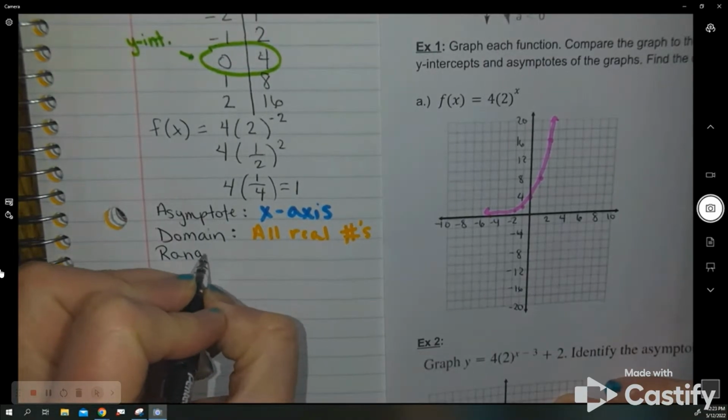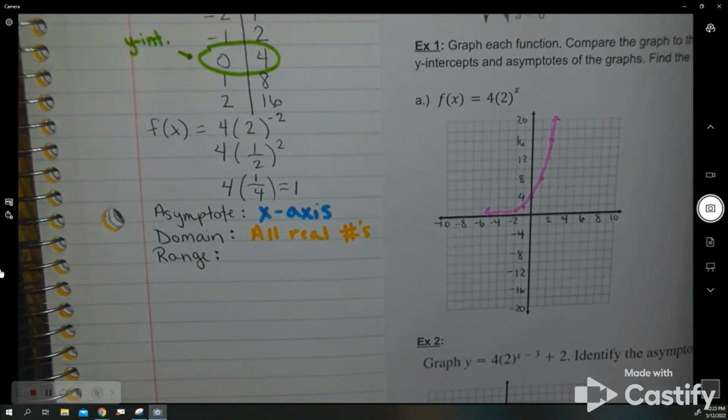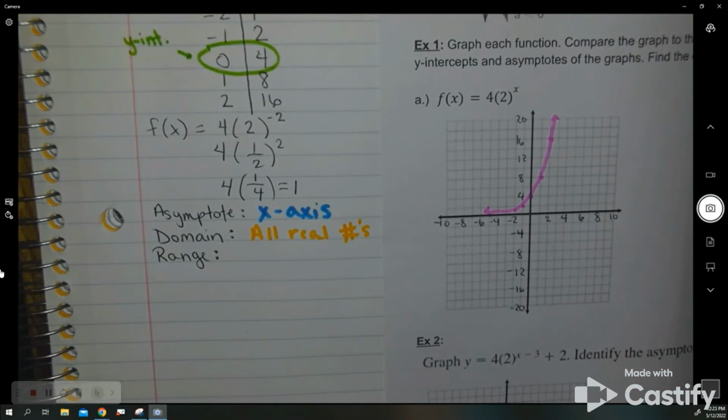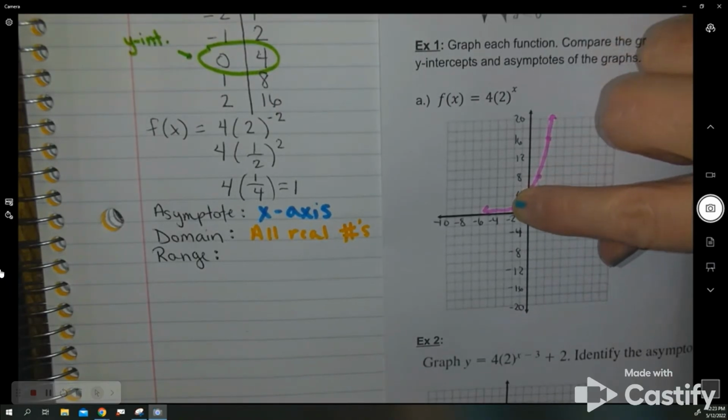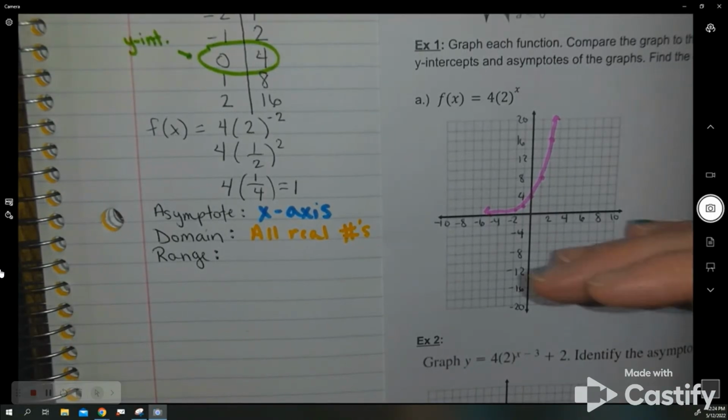And for our range, again, that is our y values. Notice that the entire graph right now is above the x-axis. All the values that we've gotten for y so far have been positive. If I continue this line up to infinity, I have all these positive y values as I keep going up. As I come down this way, because of the curve, because our asymptote is the x-axis, it's never going to touch or cross the x-axis.